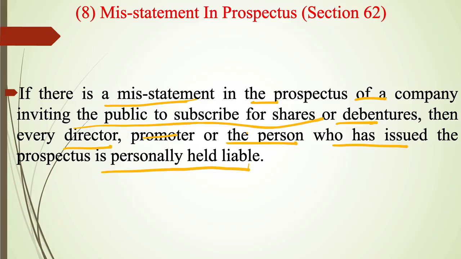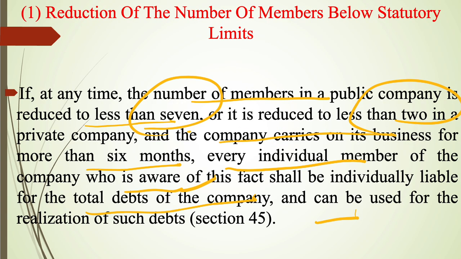I will again summarize all the points so that you can easily understand the topic. So the first condition for lifting the corporate veil is reduction of number of members below statutory limits. When the number goes down below 7 in the case of a public company and below 2 in the case of a private company, each and every member is responsible for this act or any functions performed by the company or the debts of the company itself.